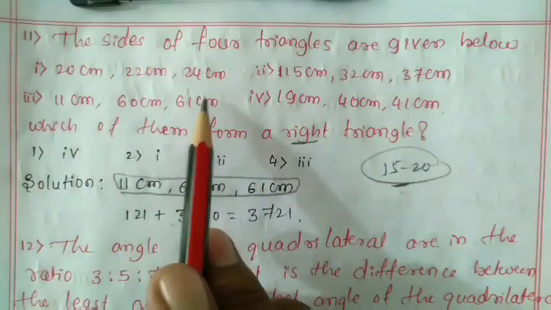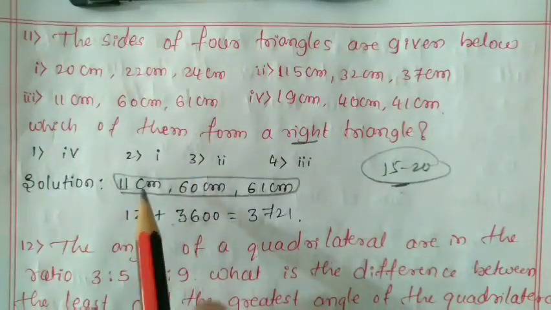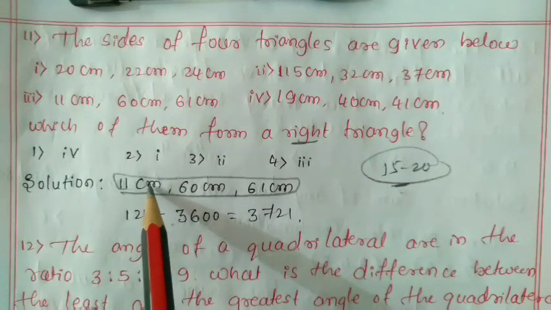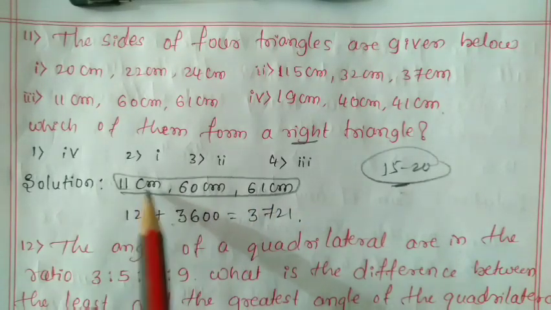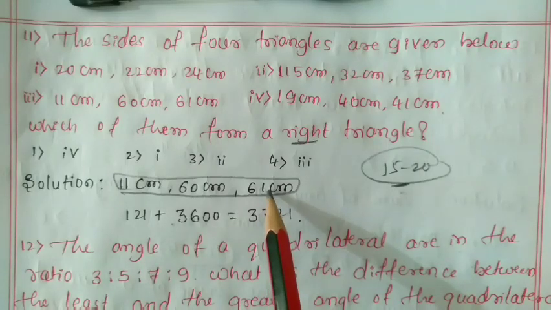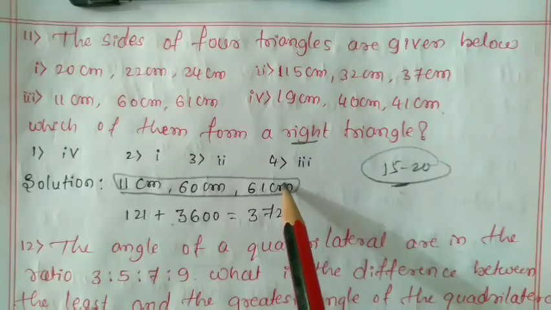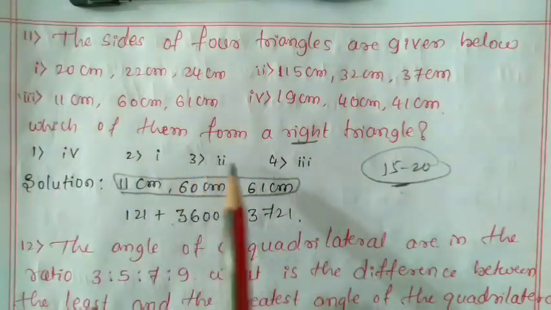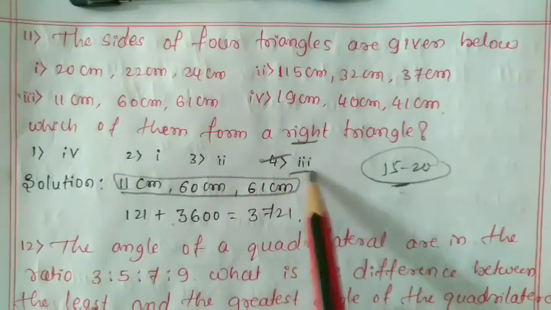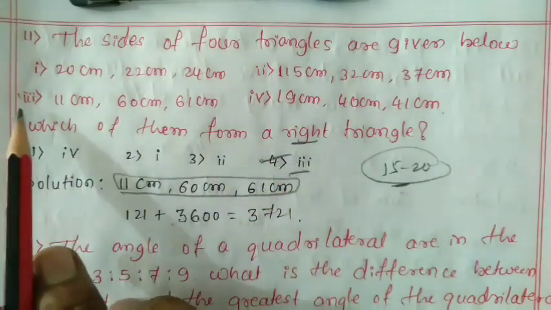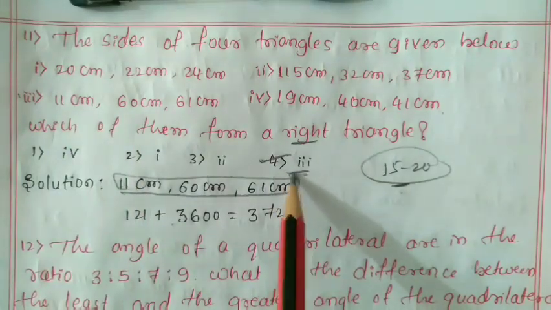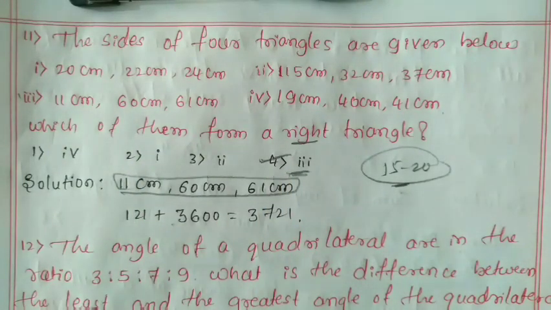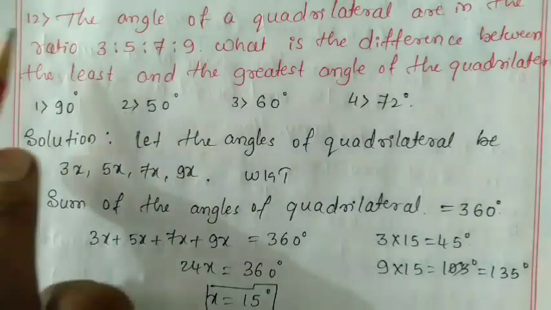Here the correct one is 11, 60 and 61, because when you add the squares of these two, you get the square of this one. The sum of the squares of these two is equal to the square of this one. So the correct answer is the third one. Sorry, the fourth one is the correct answer. In the exam also, don't get confused: here the third one is there, but the correct answer option is the fourth one, right?